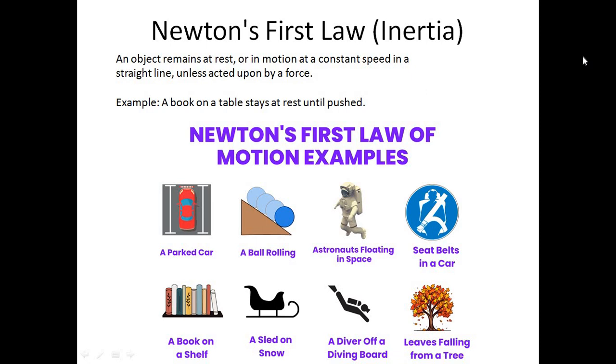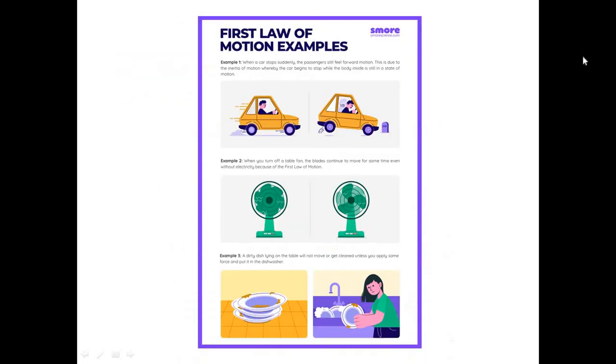Again, leaves falling from a tree are also examples of Newton's first law of motion. So here I have given some better examples as far as the consideration of the inertia force as well as Newton's first law of motion.